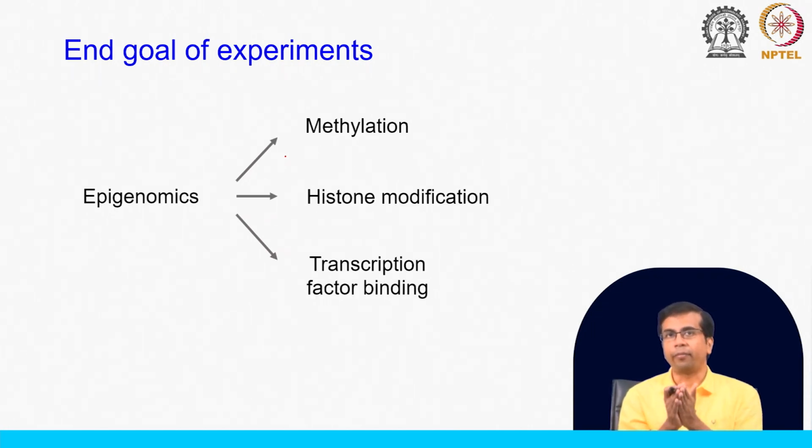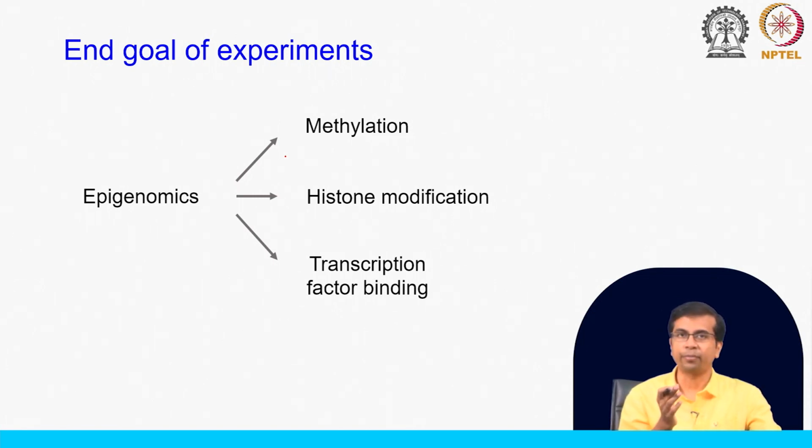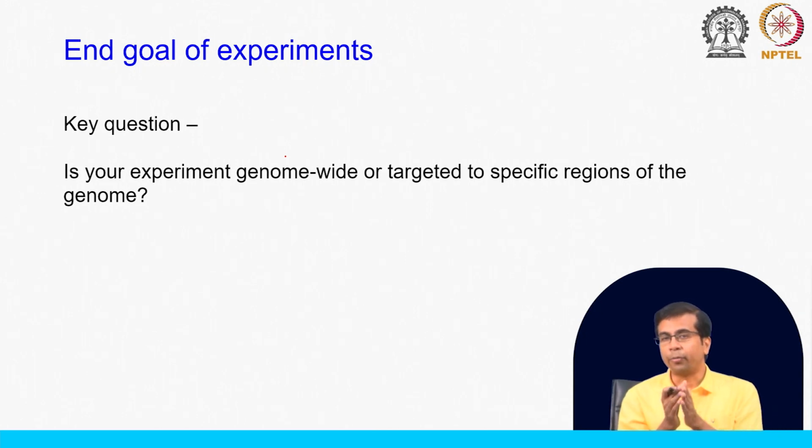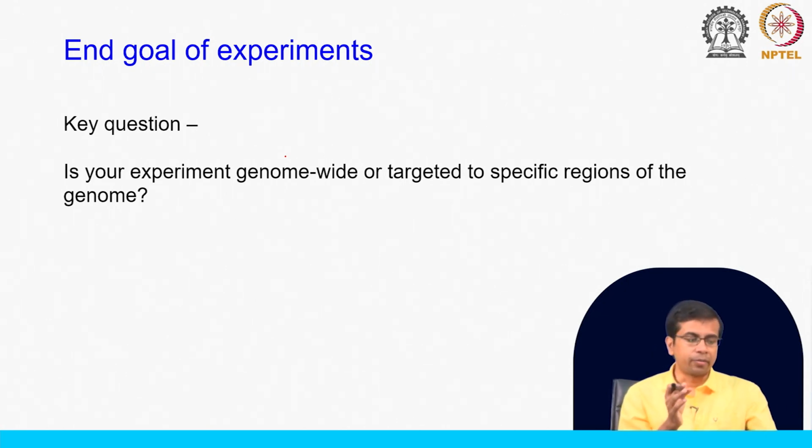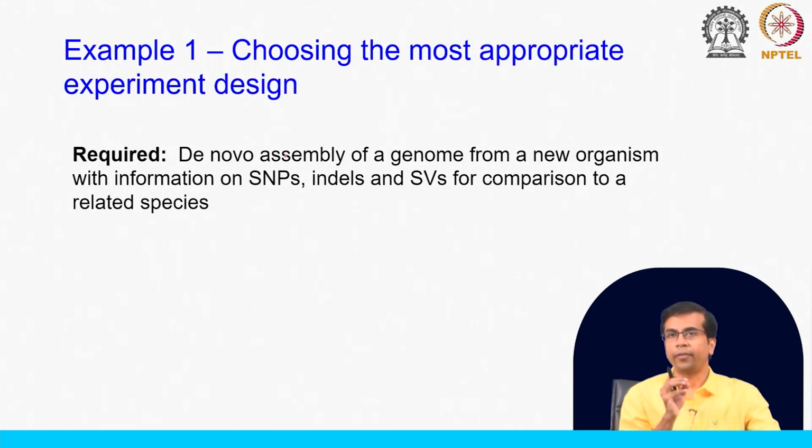Again, epigenomics, you have methylation patterns, you can look at histone modifications or transcription factor binding, these are different aspects. And one of the key questions for all of these projects is, is your experiment genome wide or targeted to specific regions of the genome, because this will determine which platform you use, whether you use Illumina, you use long read sequencing, etc. So, these are the aspects that you need to think about carefully, and I will give you some examples to help you out with this process.